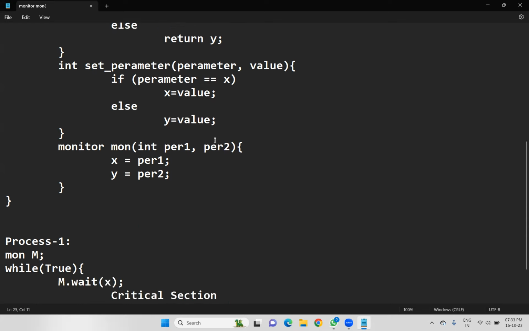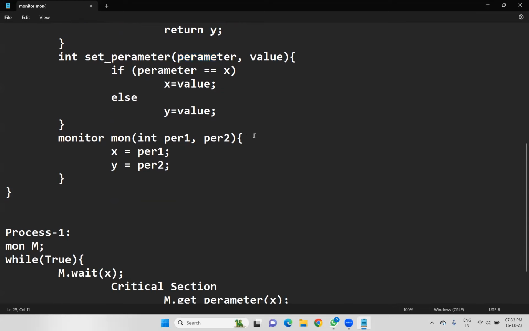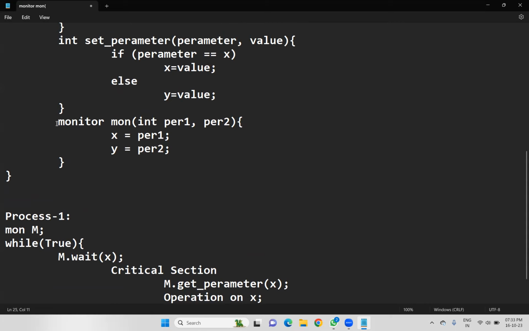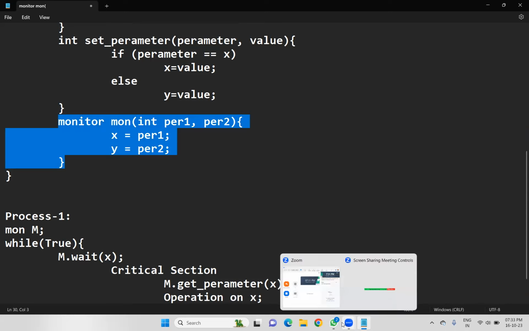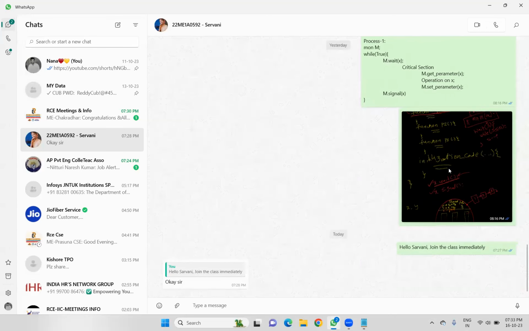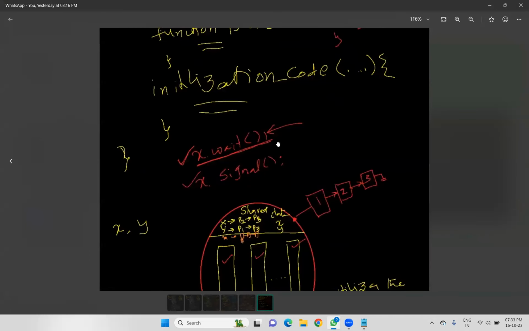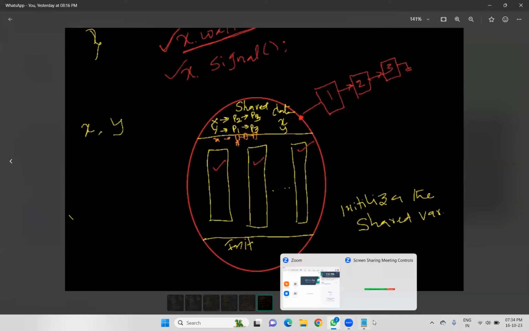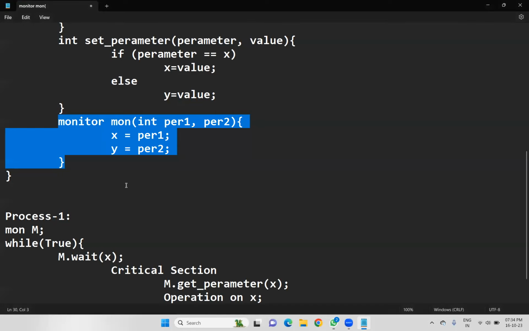It is going to be done based on the shared variables, and shared variables are always taken into consideration. By default, you can see the installation code is available here. Therefore your shared variables are supposed to be initialized here based on what the monitor has taken.